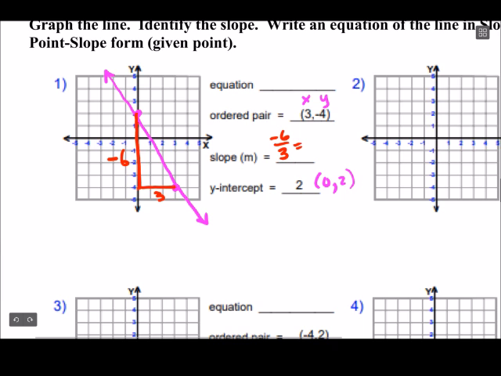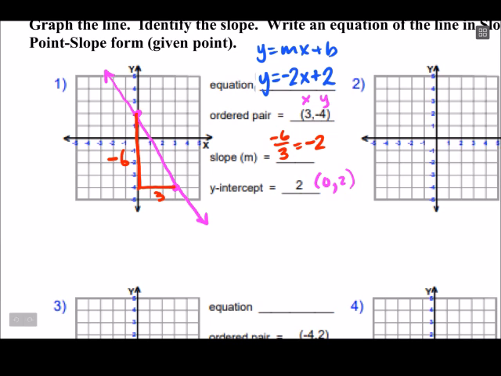And we always reduce our fractions. So that is a negative 2 or negative 2 over 1. Slope is always a fraction, but we can just write it as a negative 2 because we know that's over 1. So now I can write my equations. Slope-intercept form is easy. I have a slope and a y-intercept, so y equals mx plus b. Y equals, our slope is negative 2x plus our y-intercept is 2.